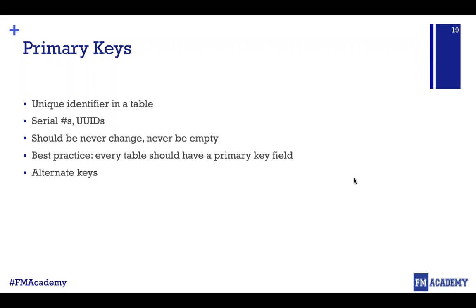These primary keys should never change and they should never be empty. Basically, when a record is created, it should have its primary key immediately, and that primary key should stay the same throughout its entire life. The best practice is that every table should have a primary key. Every table you ever create should have a primary key. It's best database practice, and it really helps with troubleshooting, among other things.